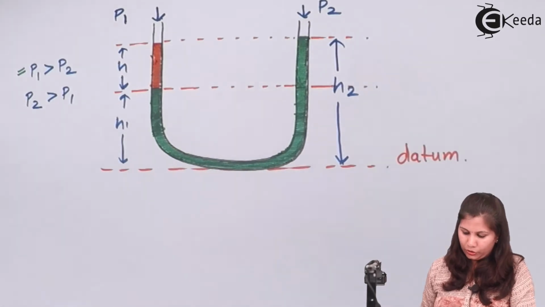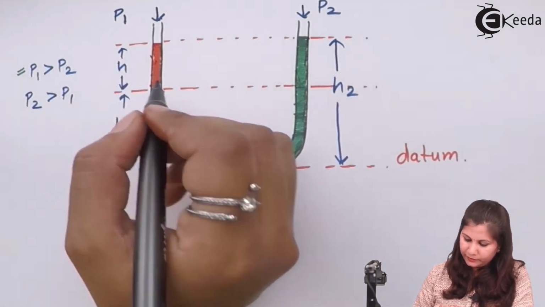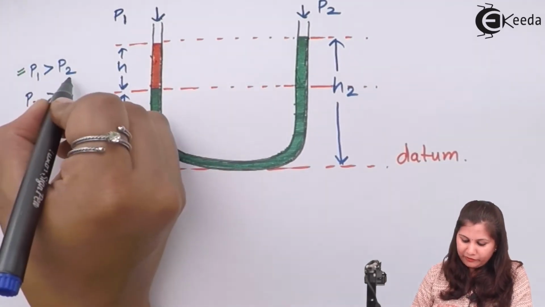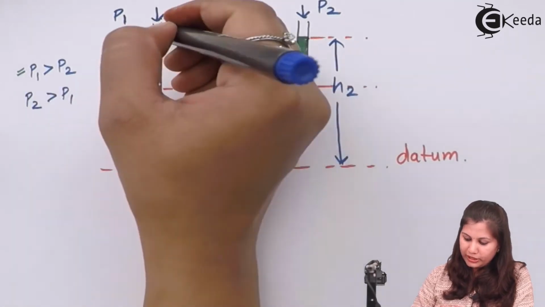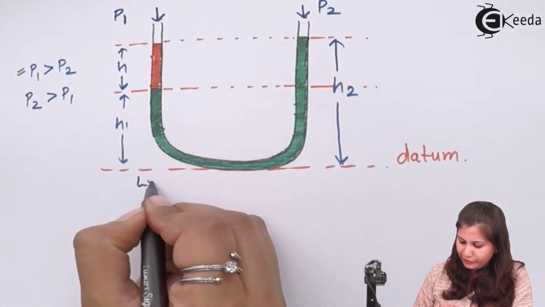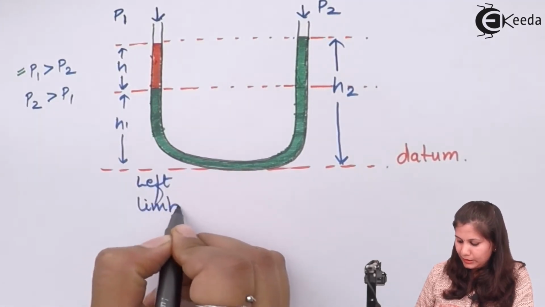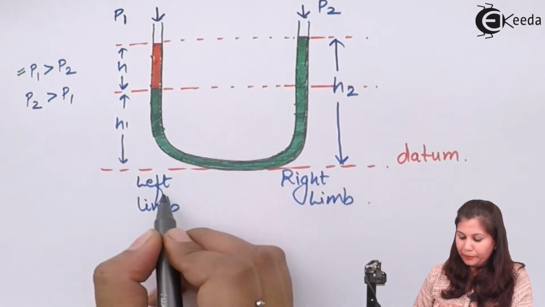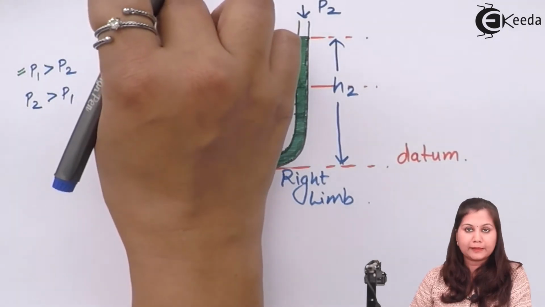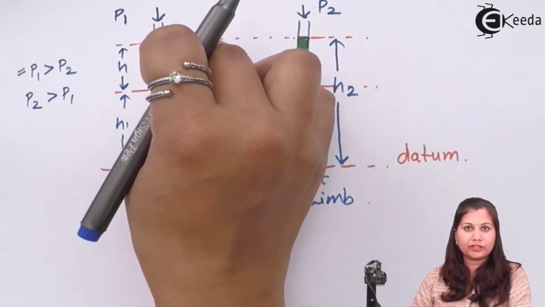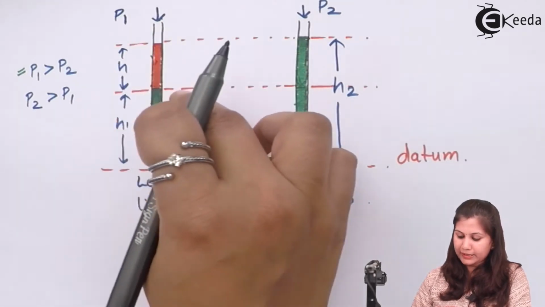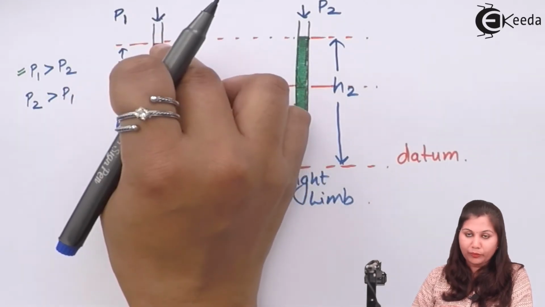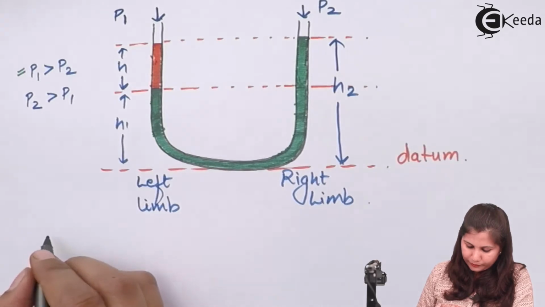So let's write all these variables and what they define. We have supposed that P1 pressure is greater than P2. So the pressure in this left limb, this is the left limb and this is the right limb, is due to this P1 plus this liquid whose pressure we want to measure and plus this mercury liquid. Suppose that this measuring liquid has the density rho.